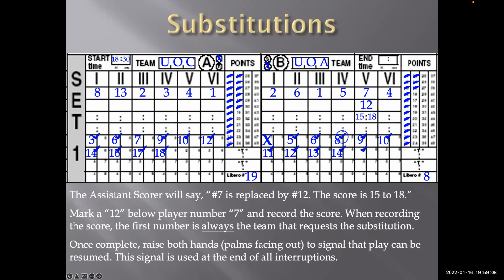Once you have completed the substitution, you've written it down, and it's all legal, you'll raise both of your hands palm forward to indicate to the referee that you have completed it and they can resume play of the game. This is really good to do. Some referees are better at waiting than others, but I would always go through the process. That way, we're not trying to guess whether or not you're still trying to record it or find it or if something's wrong. Once you've got it all written down, you hold up your hands, palms to the referee, and they'll know that they can go on at that point in time.